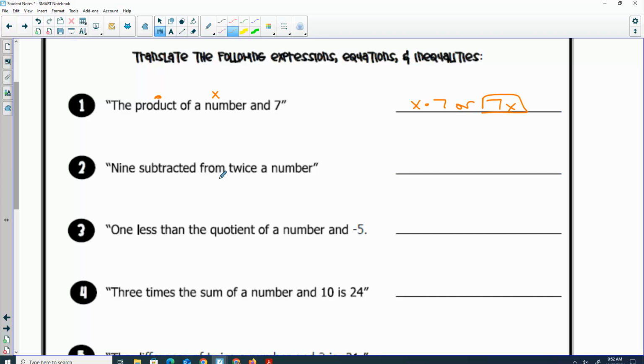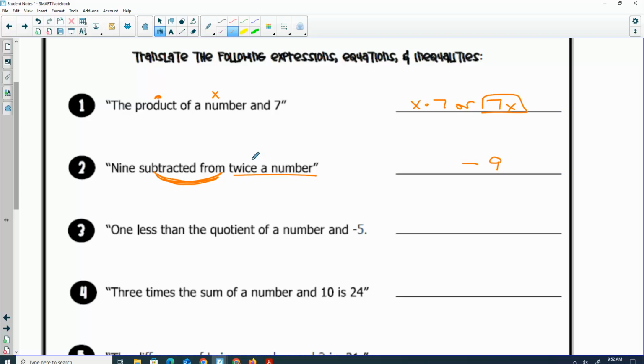9 subtracted from. When you see subtracted from, what does that mean? Yes, that's one of our 2 turnaround phrases. We have subtracted from and less than. So that means I'm going to subtract 9.